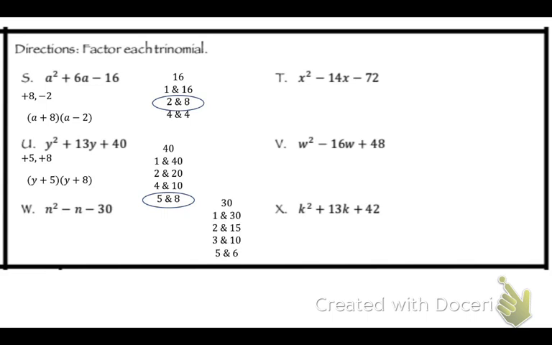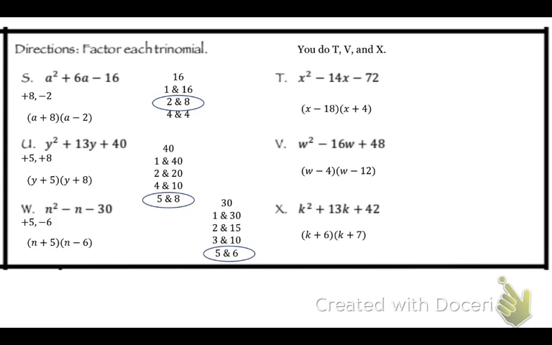Now for the last one, we have to see what multiplies to be negative 30, adds to be negative 1. So 1 and 30, nah. 2 and 15, no. 3 and 10, no. 5 and 6, yep. So that's going to be positive 5 and negative 6. So that's n plus 5, n minus 6. Okay, you can do those ones just for extra practice. Those are the answers you should get.